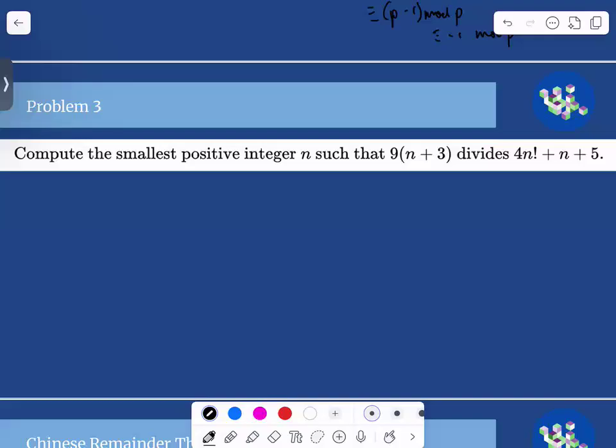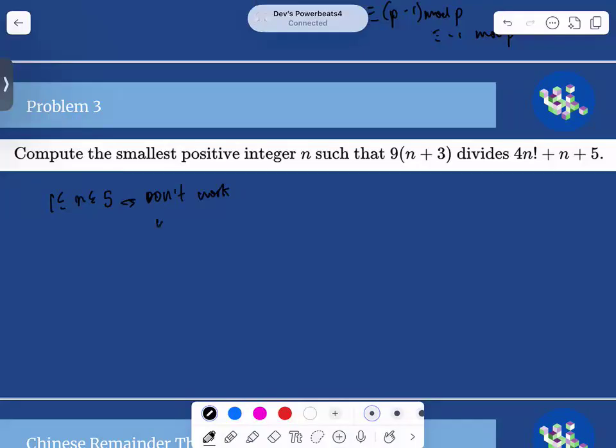Okay. So you want to compute the smallest positive integer n, such that 9 times n plus 3 divides 4n factorial plus n plus 5. So brute force can work here, but there's an easier route. If you actually try numbers to begin with, you're going to notice that the numbers from 1 to 5 do not work. What this means is that n is at least 6.